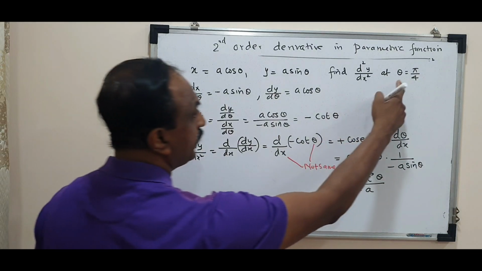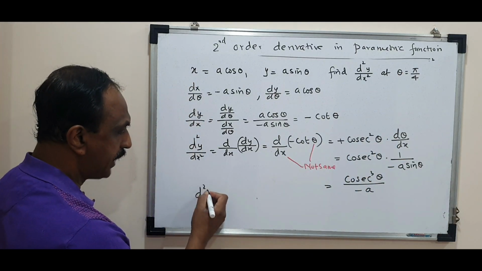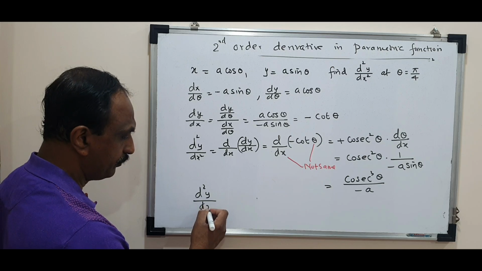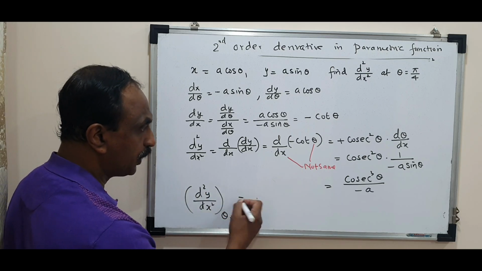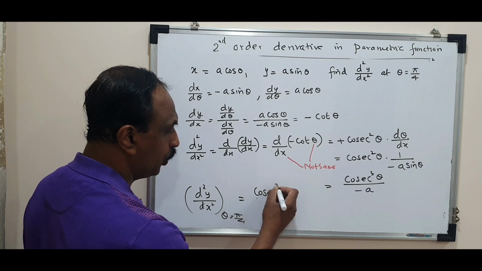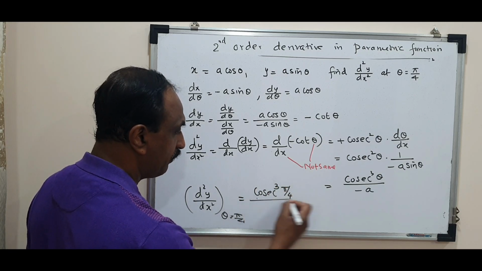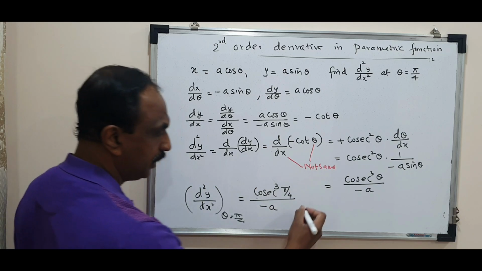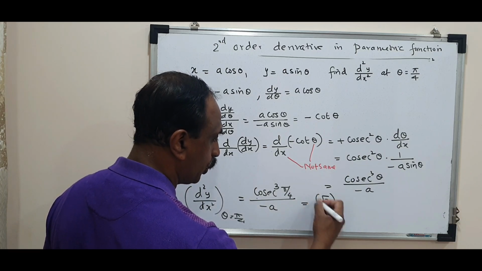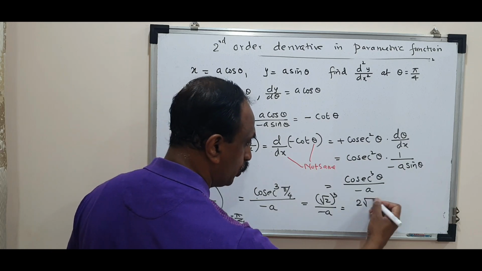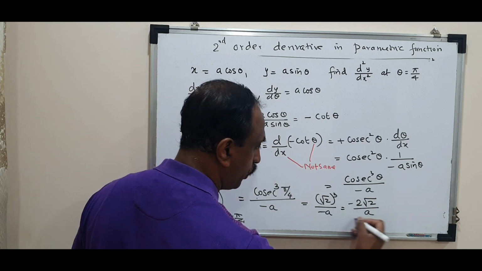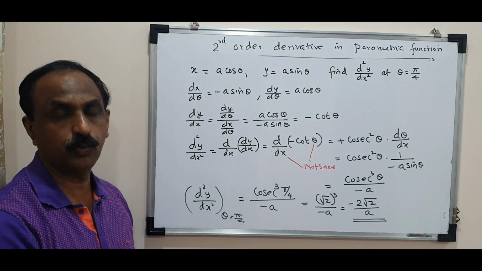Now I need the second order derivative at theta equal to pi by 4. When theta takes the value pi by 4, naturally, cosec cube pi by 4 divided by minus a, which is root 2 the whole cube divided by minus a. So your final answer is minus 2 root 2 upon a. This would be my final answer.